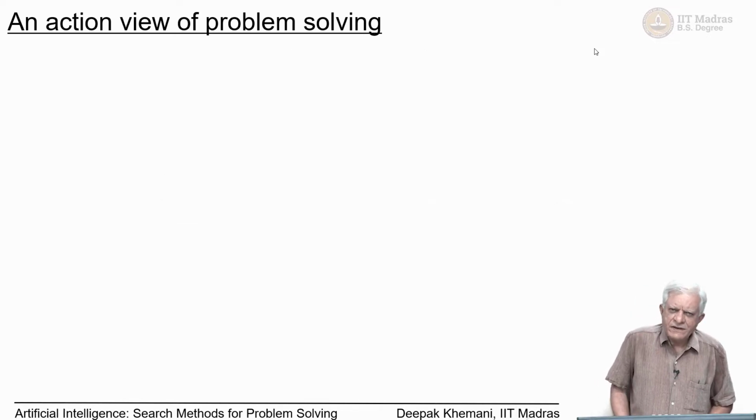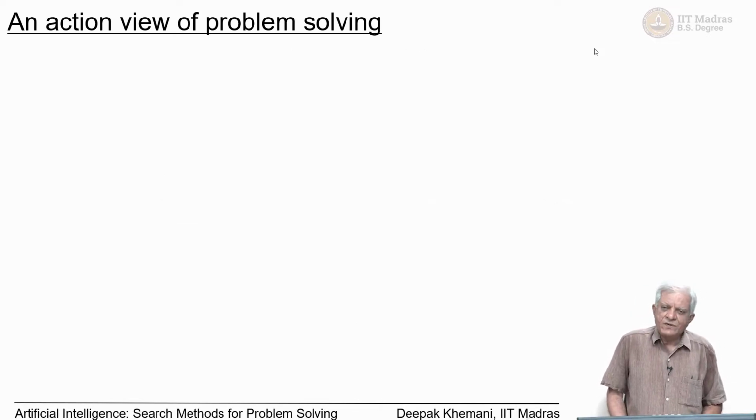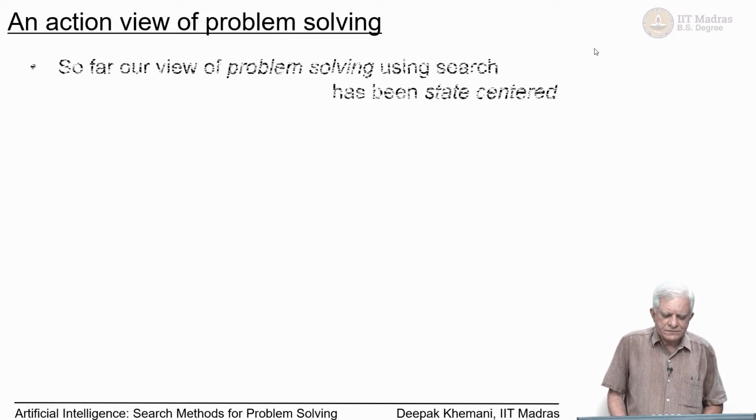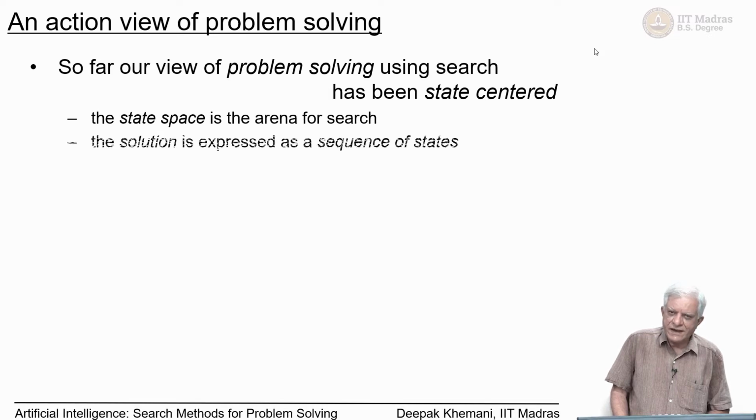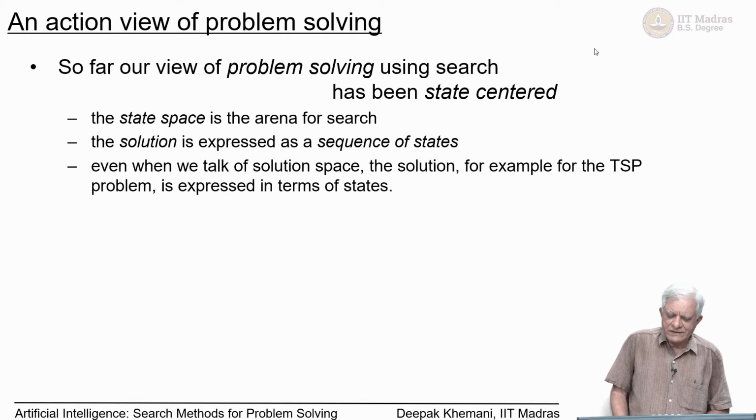So, the first thing we will see is that we are looking at an action view of problem solving. So far, our view of problem solving using search has been state centered. The state space is the arena for search. The solution is expressed as a sequence of states. The path is expressed as a sequence of states. Even when we talk of the solution space, the solution, for example, for the TSP problem is expressed in terms of states essentially.